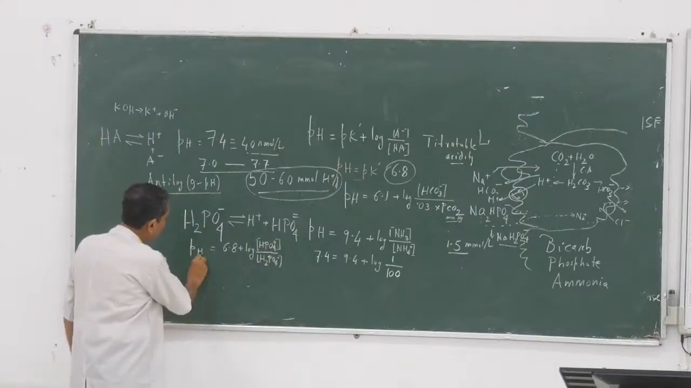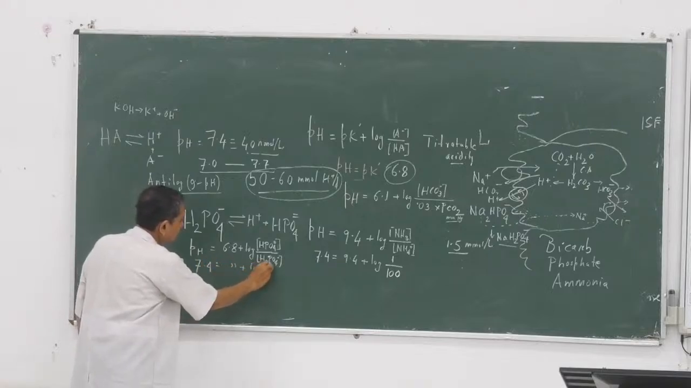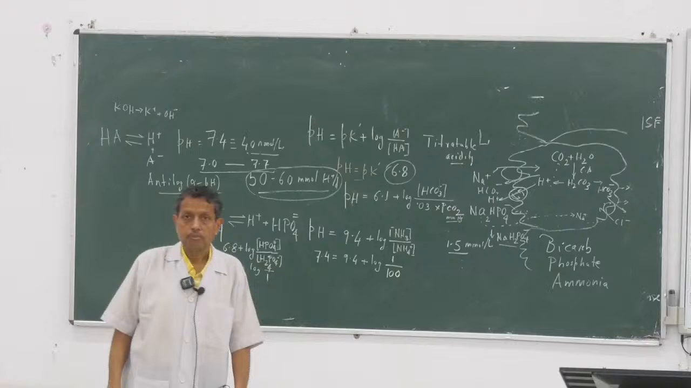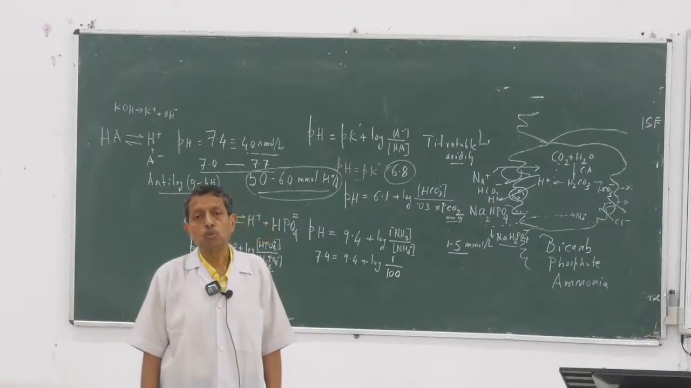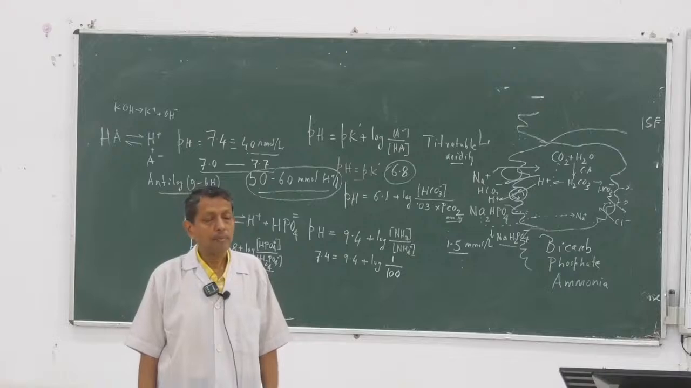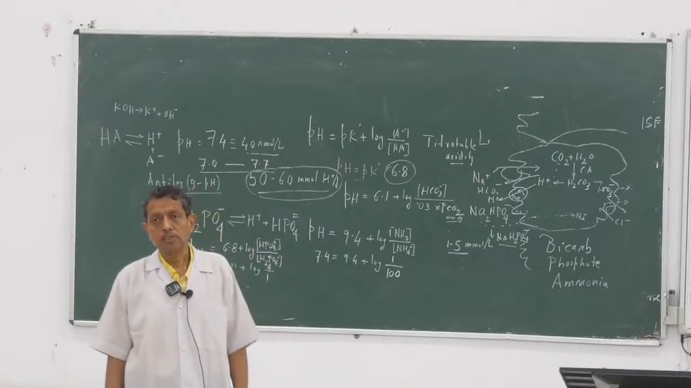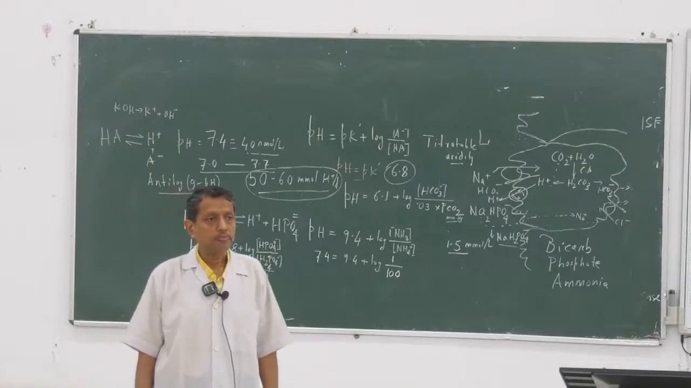So when it is 7.4, four is to one, roughly. 4 is to 1. Log 4 is 2 log 2, 2 multiplied by 0.30, 0.6, 7.4. 4 is to this ratio. This ratio.